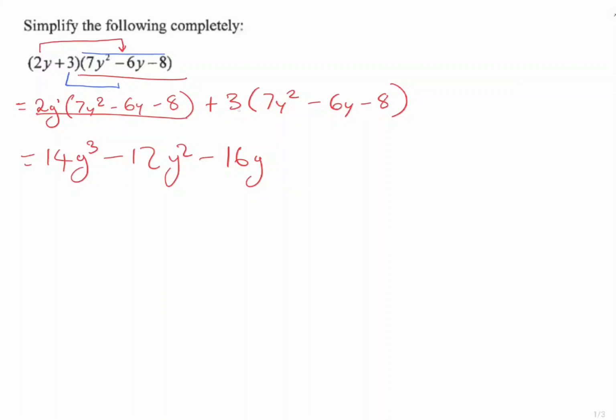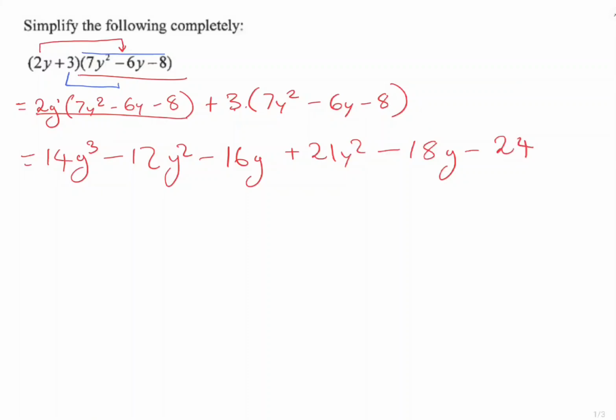On the next one, we're going to have 3 times 7. We're going to have plus 21y squared. Then you have 3 times minus 6. A positive times a negative is negative. 6 times 3 is 18. And it's going to be 18y since there's no y out here. Then you're going to have 3 times minus 8, which is positive times negative. It's negative. 3 times 8 is 24.